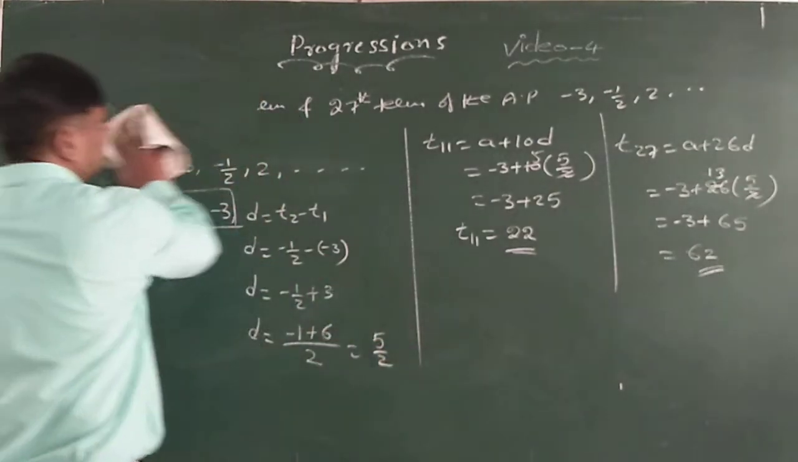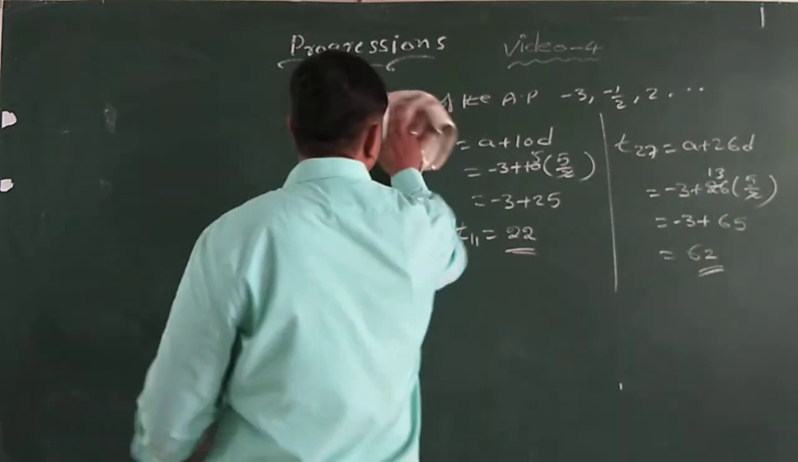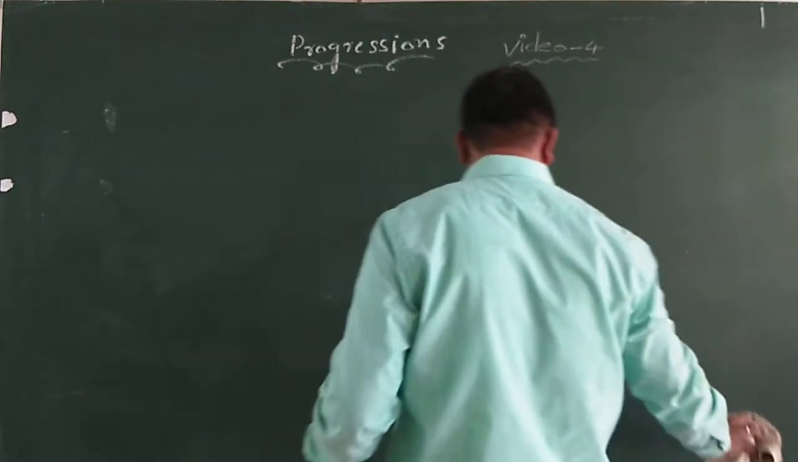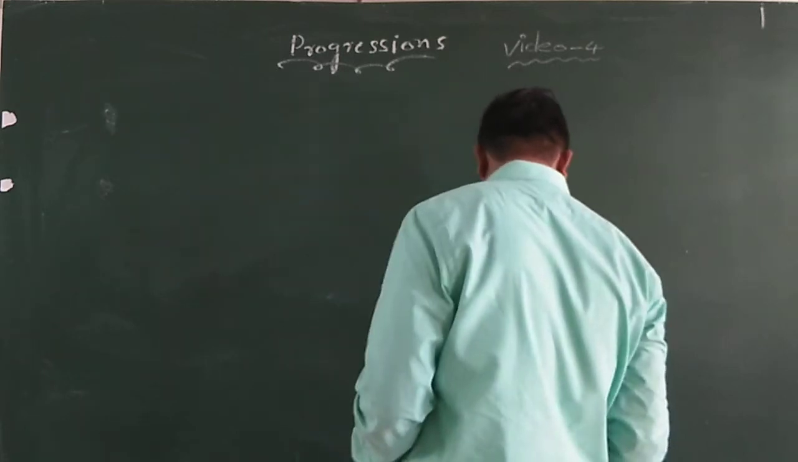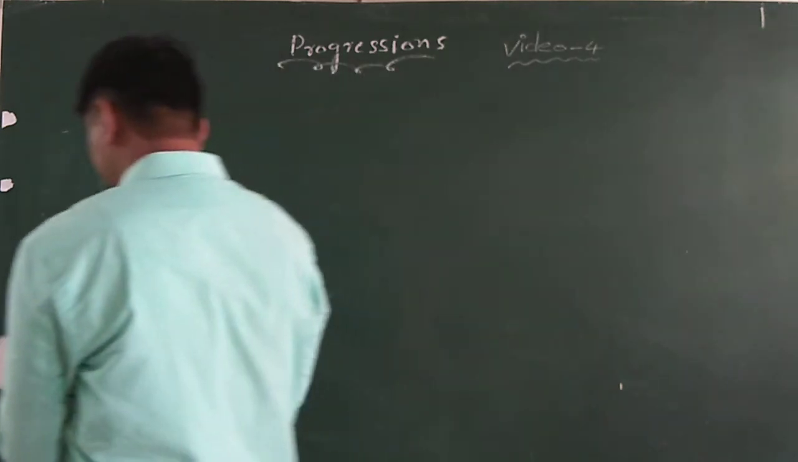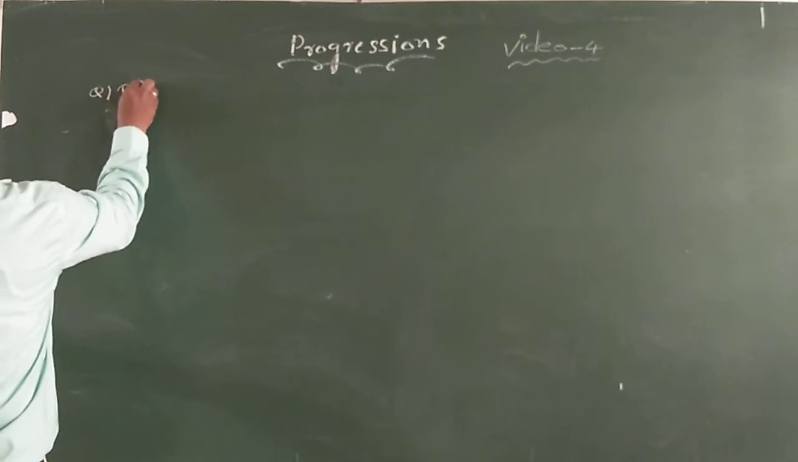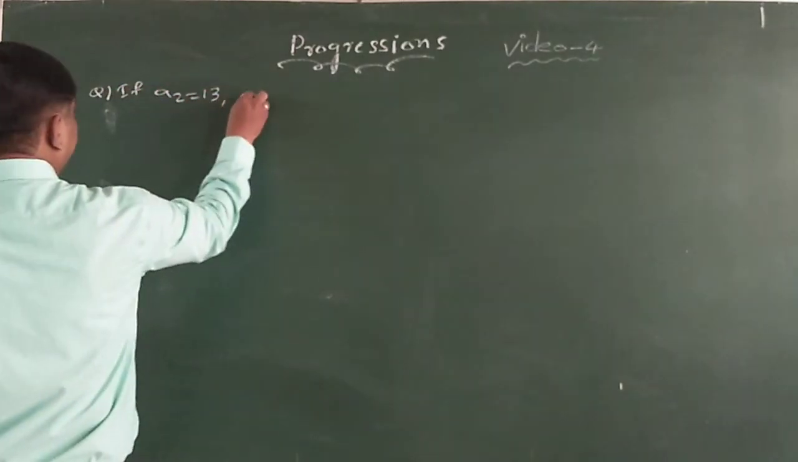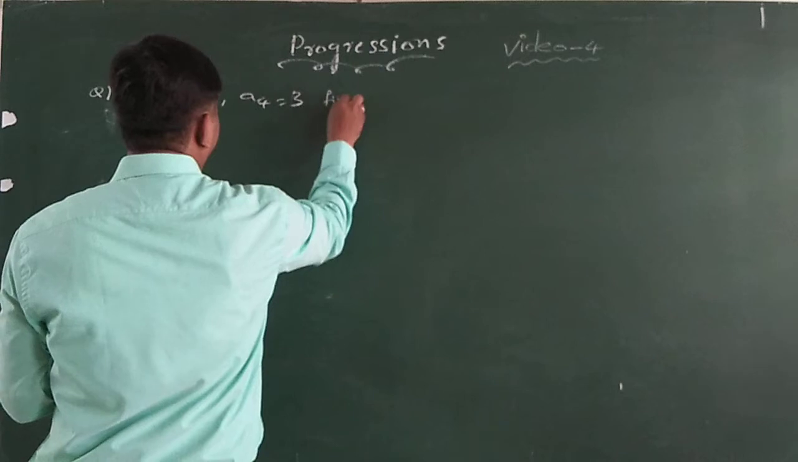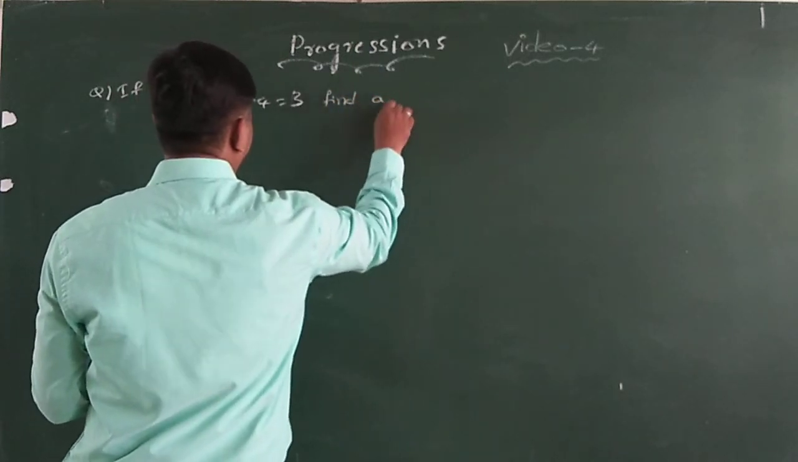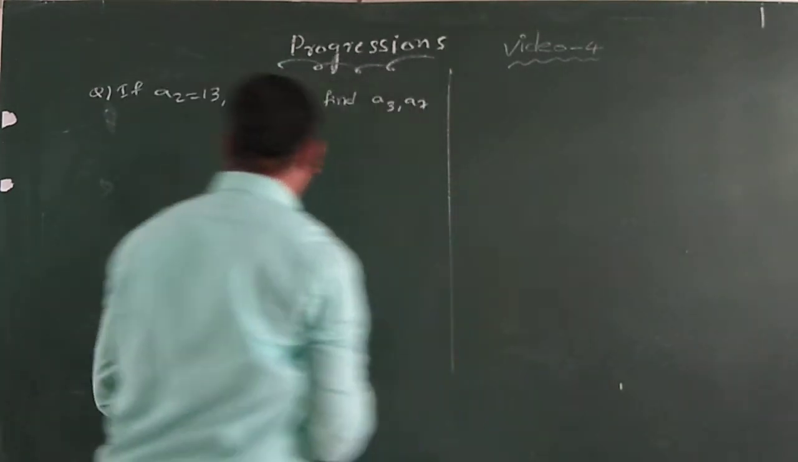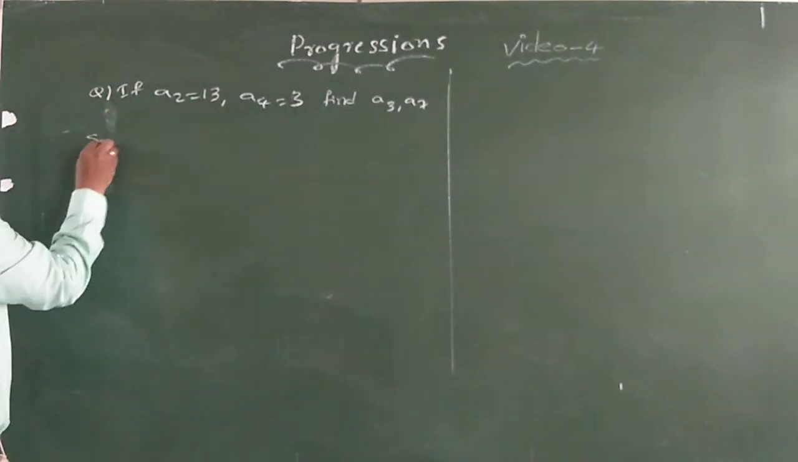Next. If A2 is equal to 13, A4 is equal to 3, find A3 and A7. Find A3 and A7.